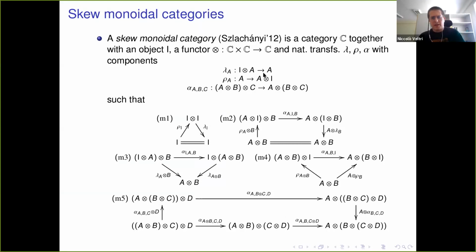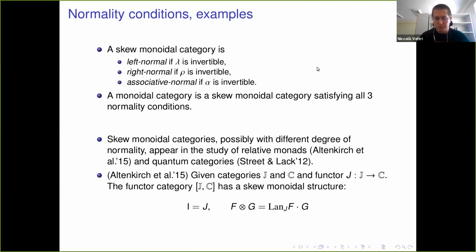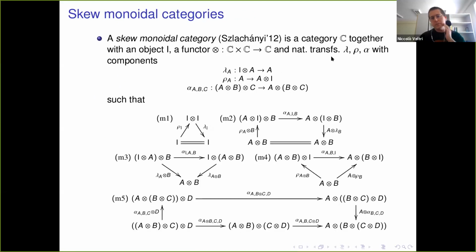But the main difference between this and the usual definition of monoidal category is that we have natural transformations instead of natural isomorphisms. So we don't require the unitors and associator to be invertible, but they are just natural transformations pointing in a particular direction. So in this situation, they point like this. So lambda goes from I times A to A, rho A goes from A to A times I, and alpha associates the brackets from the left to the right.